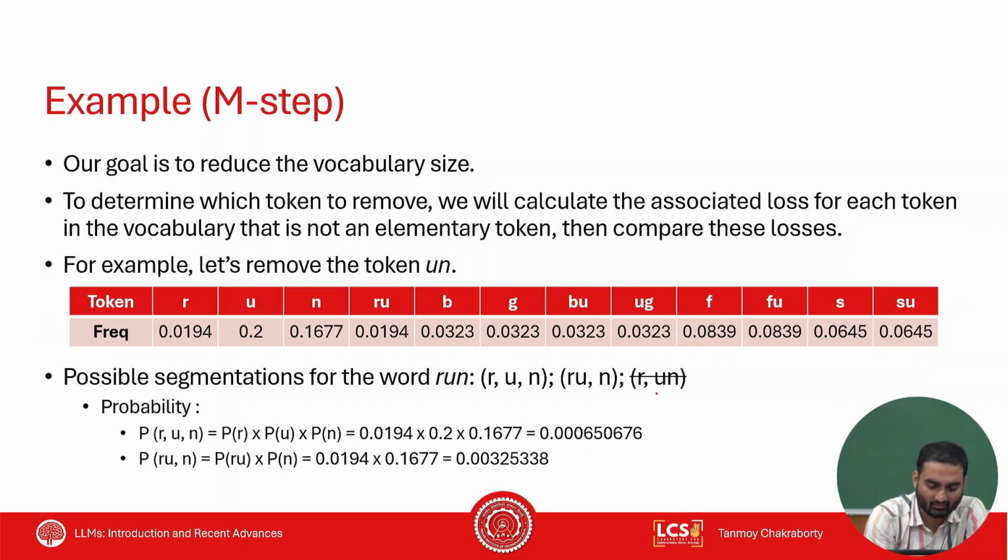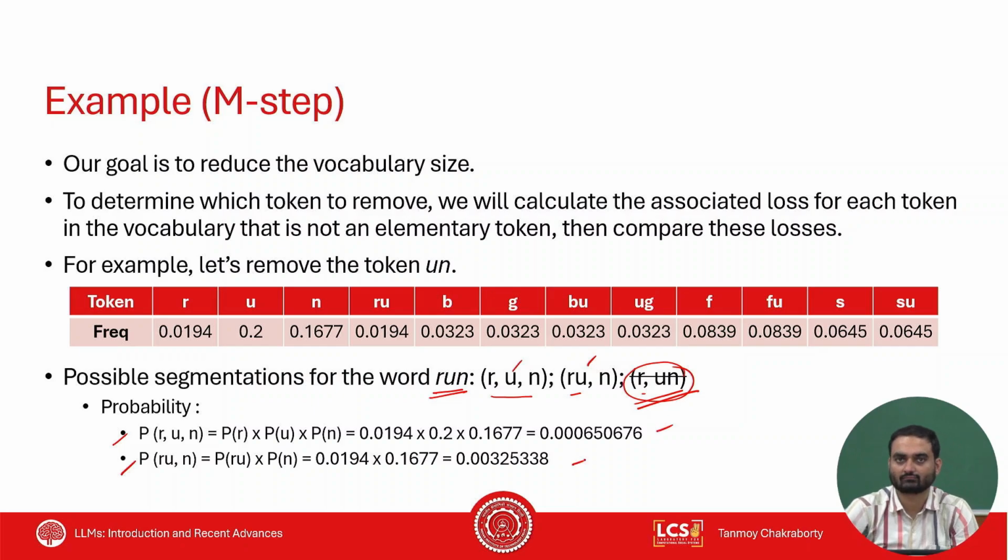If I remove the token UN, then for the word RUN, remember initially I mentioned that there were three possible splits. One was RUN, the other was RU comma N, the other was R comma UN. If we remove UN, that split will not be possible. So there are only two splits possible, R, U, N and RU, N. Then for these two splits, I measure the probability in the same way: probability of R, probability of U, probability of N based on this table, and probability of RU, probability of N.